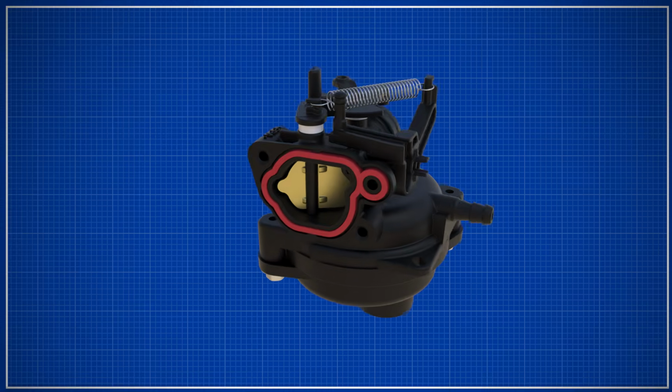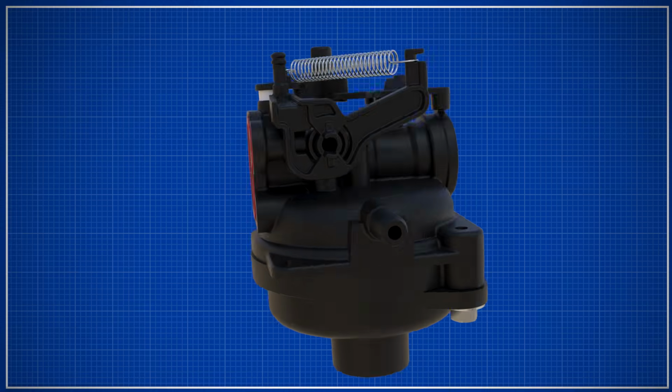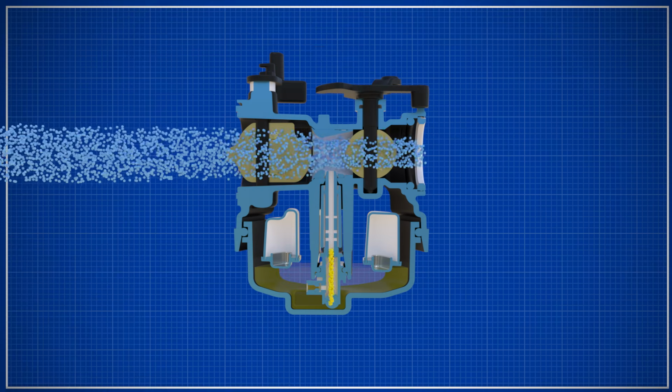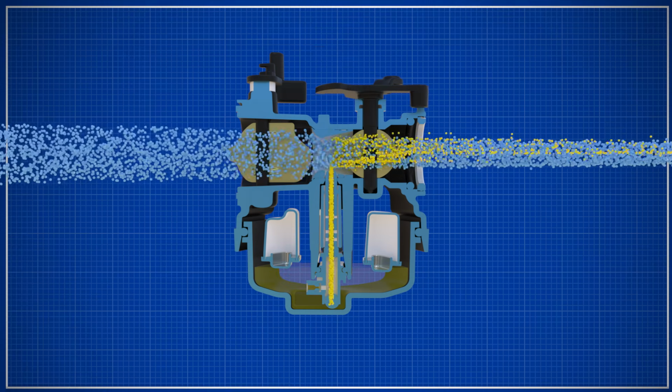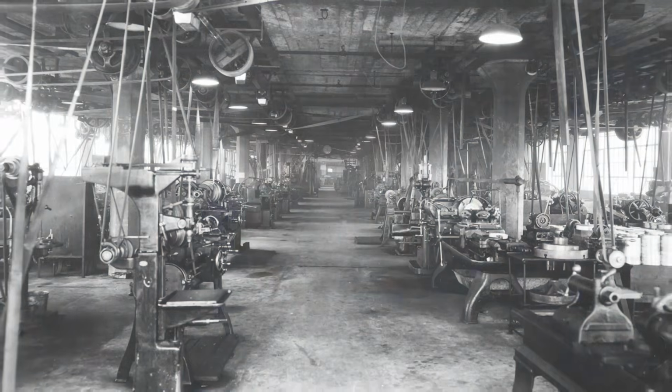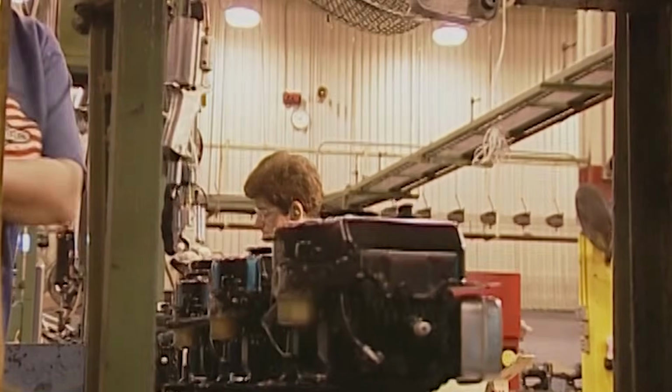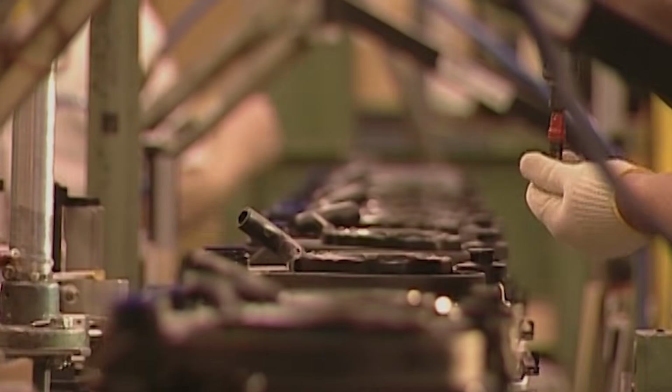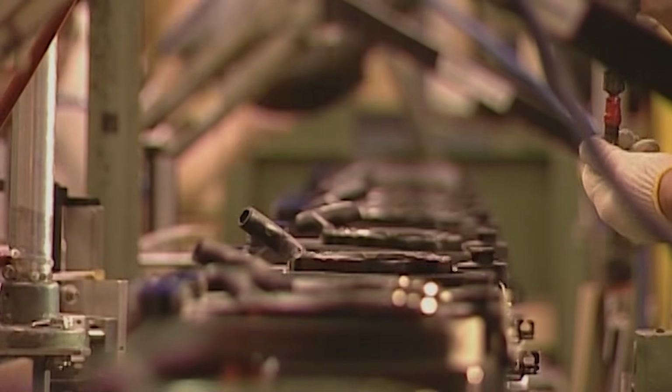What is a carburetor? A carburetor is a mechanical pressure-driven device that premixes atomized fuel and air in the correct proportions. The carburetor has been used in engines since the late 1800s. It has seen many improvements in design for better performance, decreased emissions, and managing different fuel types.